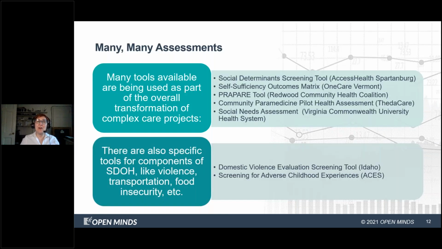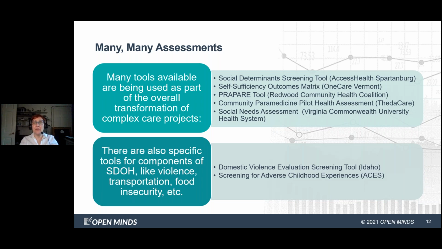But there are many, many tools that can be used, and finding some that are free and finding some on the internet is very simple to do, and many of them have accompanying articles that talk about the validity and reliability of them. So there are these kind of big, broad ones, social determinant screening tools, PRAPARE, all the things we talked about. And then there are tools that are specific components of social determinants of health, like intimate partner violence, or the ACEs screen, which is adverse childhood experiences, right?